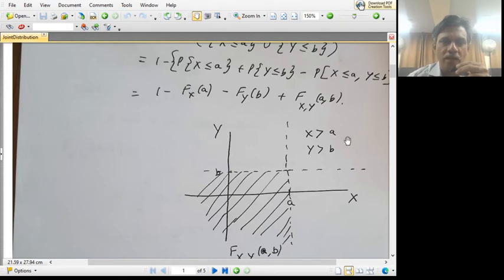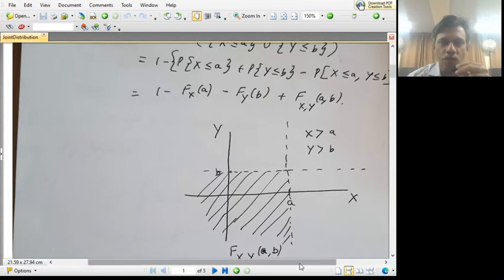To find that out, we can use the fact that the probability measure of the whole plane is 1. So we can write it as 1 minus the probability corresponding to x less than or equal to a, everything on the left hand side of the line x equal to a. This probability measure, x less than or equal to a, is nothing but F_X of a. So this has been removed. Similarly, if you remove everything below y equal to b, that is nothing but F_Y of b.